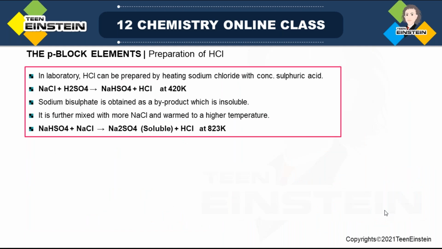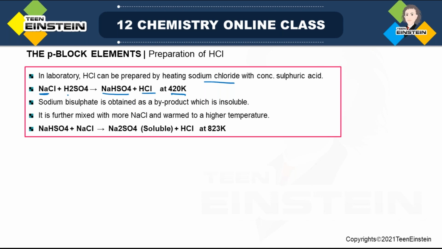Next important compound, HCl. Preparation of HCl we will see first. Laboratory method. HCl can be prepared in the laboratory by heating NaCl and concentrated sulfuric acid. So it is just the replacement of Na with hydrogen, which is coming from H2SO4. Now, in the first step, at 420 Kelvin, there will be formation of NaHSO4 and HCl.